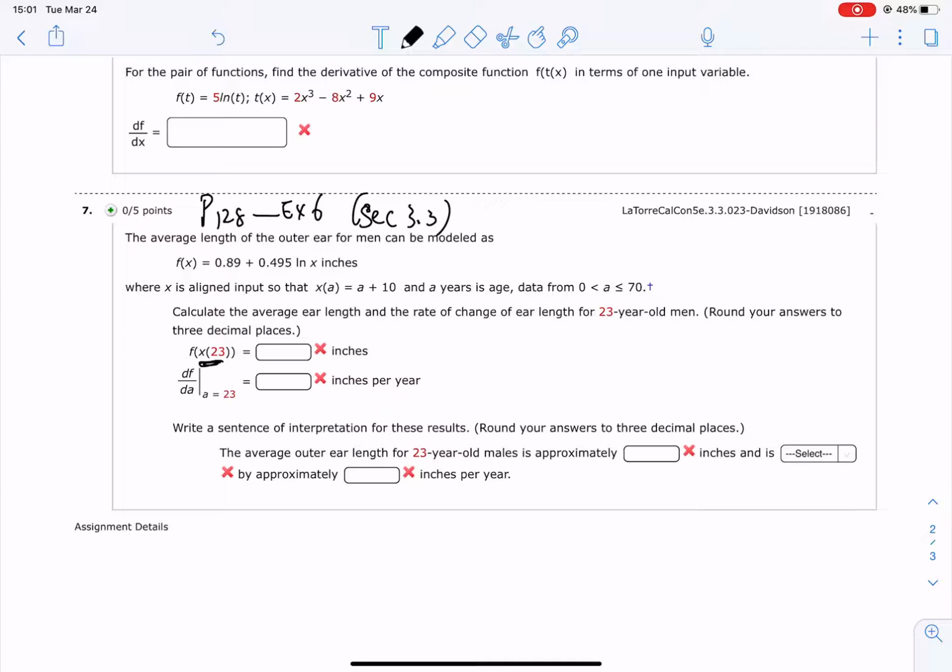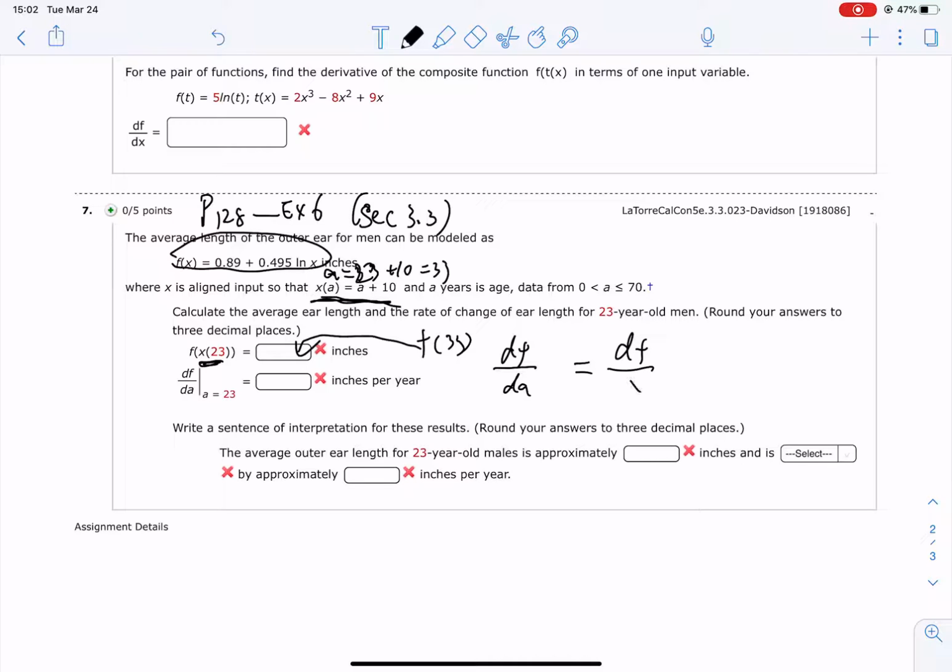So for this one, first x of 23, plug in a equals 23. Then we have 33. So next, plug in f of 33. F of x is given, so f of 33 is right here. Then similarly, df/dA equals df/dx multiplied by dx/dA. Since we are given that the value of a is 23, and what about the value of x? That means x equals x of 23, and x of 23 is just 33. So we know how to solve for this one.